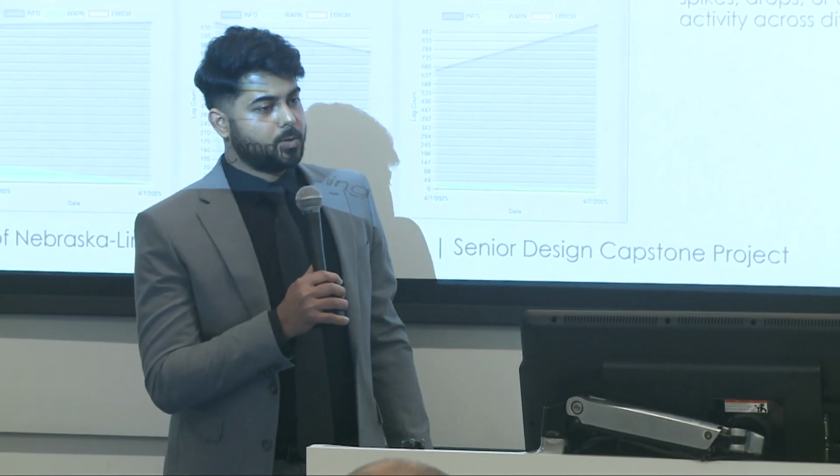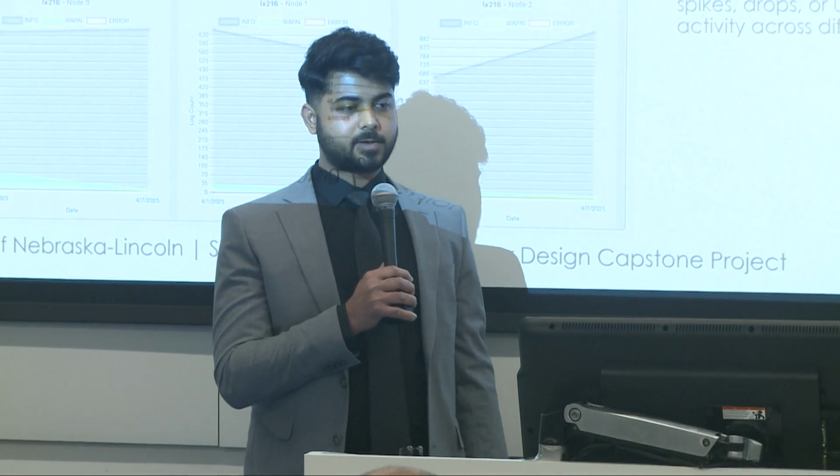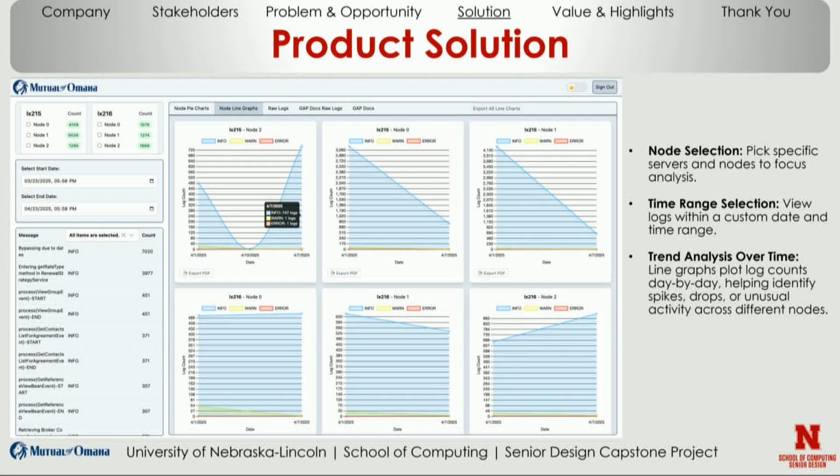So this is what our user interface looks like. We have several components, one of which at the top left side, we have the node selector. It shows the total count dynamically within the time frame that particular node from that server has. Just below that, we have the time frame that the user can select. For default, it takes the current date and takes the end date as the past 30 days. And we have the node line graphs that shows the log frequencies within the time period that we have selected for each day.